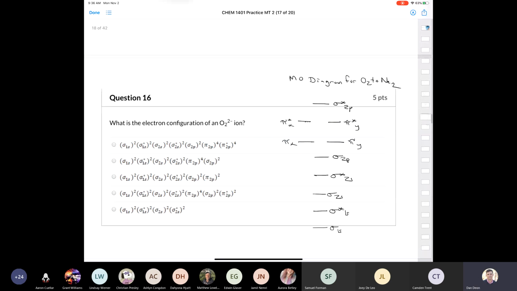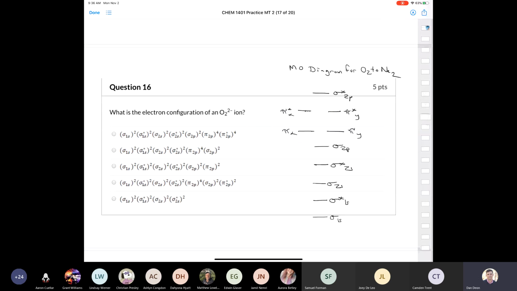Let's look at number 16. You can see that I've gone ahead and put in the molecular orbital diagram here for this one to kind of help myself out. And it's asking us what is the electron configuration of the O2 2- anion. And the first question we want to ask ourselves is how many electrons are in the O2 2- anion?